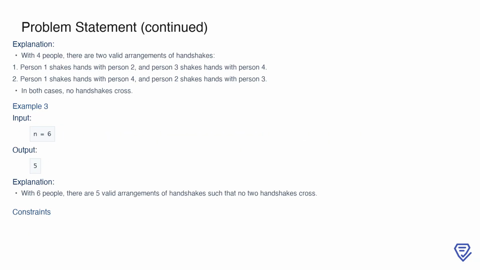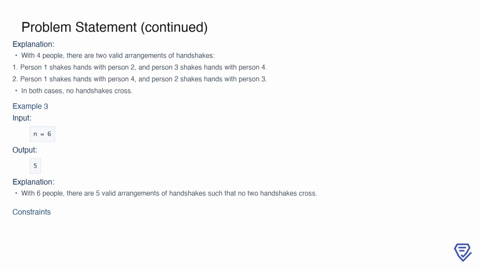For n equals 4, the two valid handshake arrangements are as follows. First, person 1 shakes hands with person 2, and person 3 shakes hands with person 4. Since these pairs are independent, there's no possibility of crossing. The second arrangement is when person 1 shakes hands with person 4, and person 2 shakes hands with person 3. Again, these pairs are independent, so no handshakes cross. These two arrangements represent all possible non-crossing configurations for n equals 4.